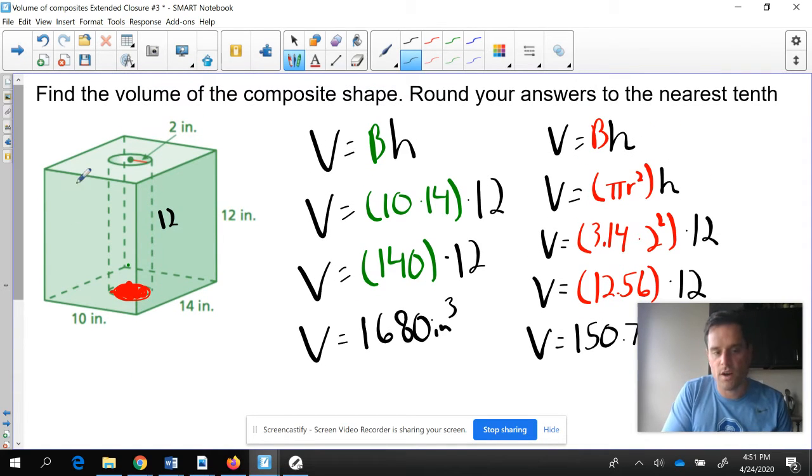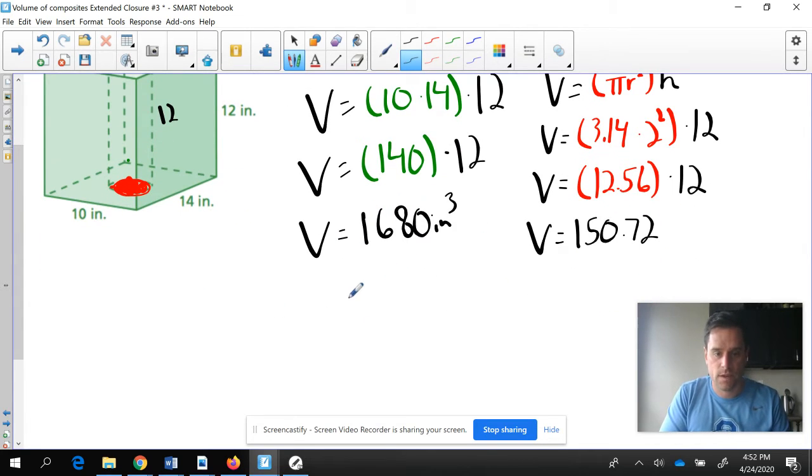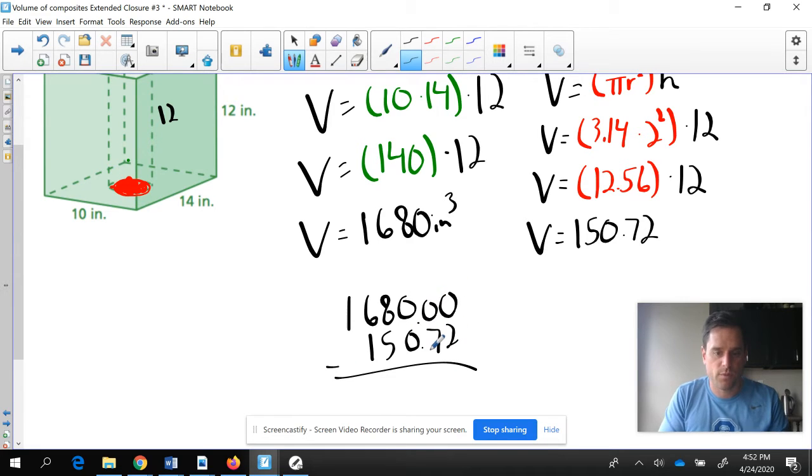We have the volume of this giant rectangular prism, and we're cutting out, we're taking away that cylinder. So we have to take these two answers and we have to subtract. Let's take them away. If you're doing it by hand, you want to line up those decimals, but I don't mind if you throw it in a calculator. That's fine.